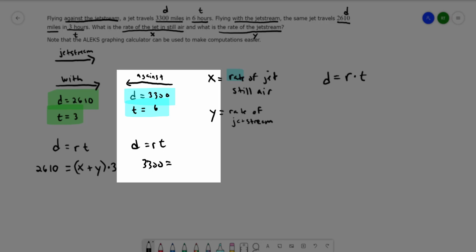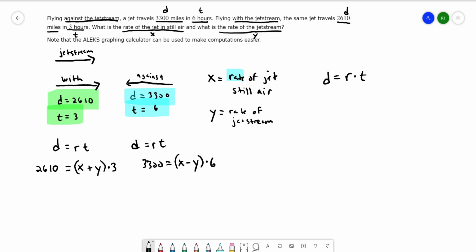The rate was unknown, but we do know that you're going against the wind. So ask yourself, are you going to go faster or slower? If I'm going against, I know I'm going slower, right? It took me more time to go against the jet stream. I'm going slower, therefore in this case I'm going to subtract the rate of the jet minus the rate of the jet stream, because I know that whatever rate the jet is going at, the jet stream is going to slow it down by a certain amount, so I have to subtract in this case. And then I multiply that with the time it took, which was 6 hours.